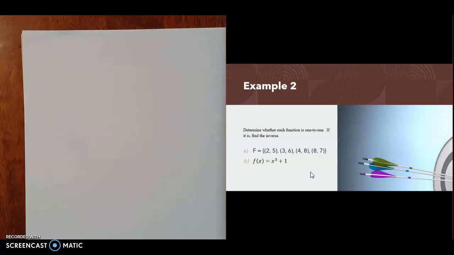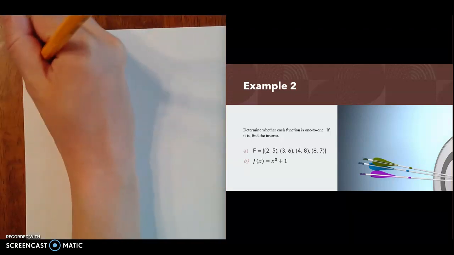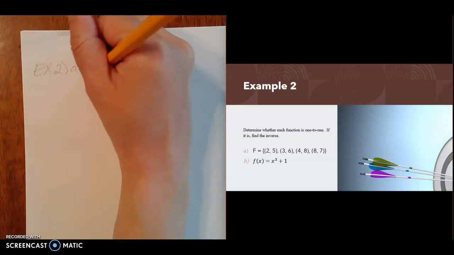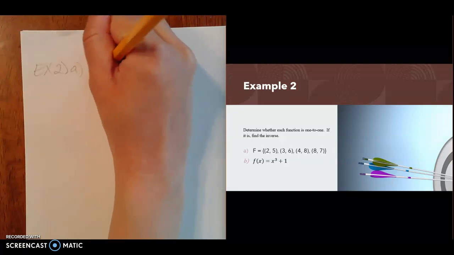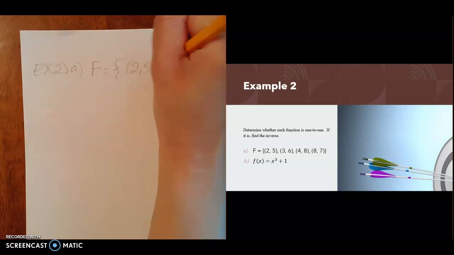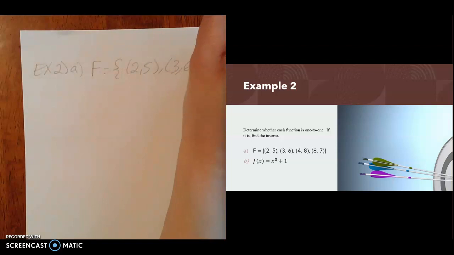So let's do a couple examples where we determine, first off, is it 1 to 1? So can we actually do this? And if it is, we're going to find the inverse. Okay? So the first one is just a set of points. I think that's good to demonstrate. So first function is the function f, and it contains the points (2, 5), (3, 6), (4, 8), and (8, 7).